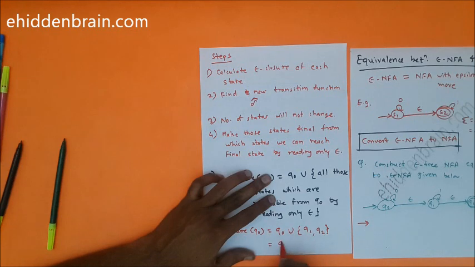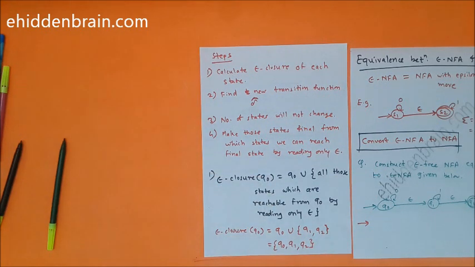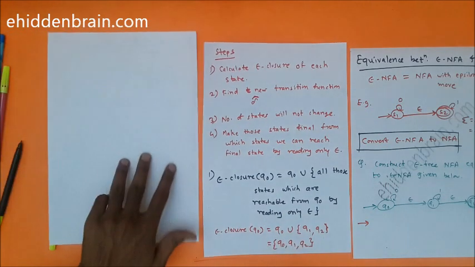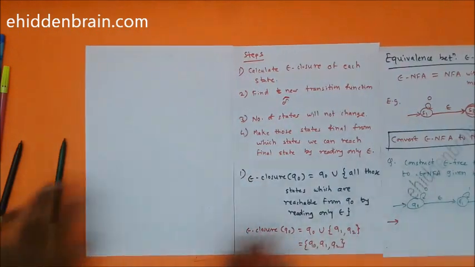What is the epsilon closure of Q0? I can call it Q0, Q1 and Q2. I hope you understood this, right? That way you can find the epsilon closure of all these states. How many states are there? Three states are there. So let's find the epsilon closure of the next states.